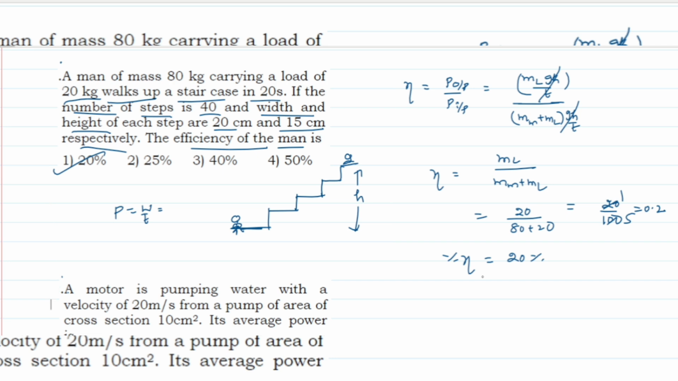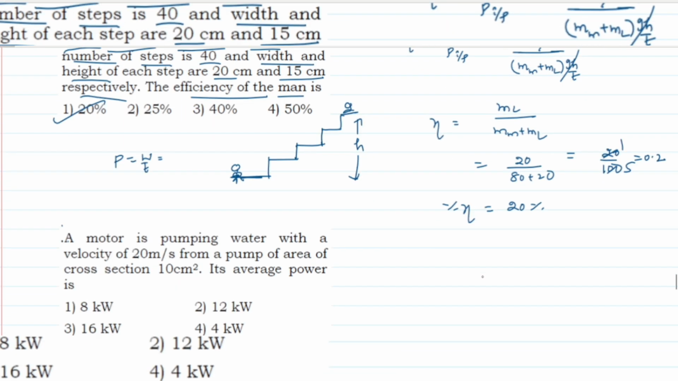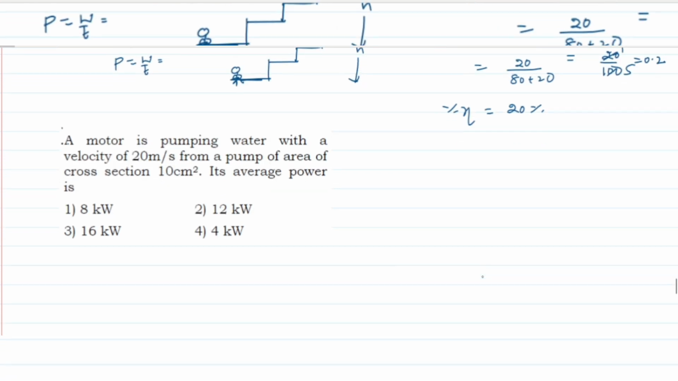Let us see the next question. The next question says a motor is pumping water with a velocity of 20 meter per second from the pump of area of cross section given as 10 centimeter square. They're asking for the average power.